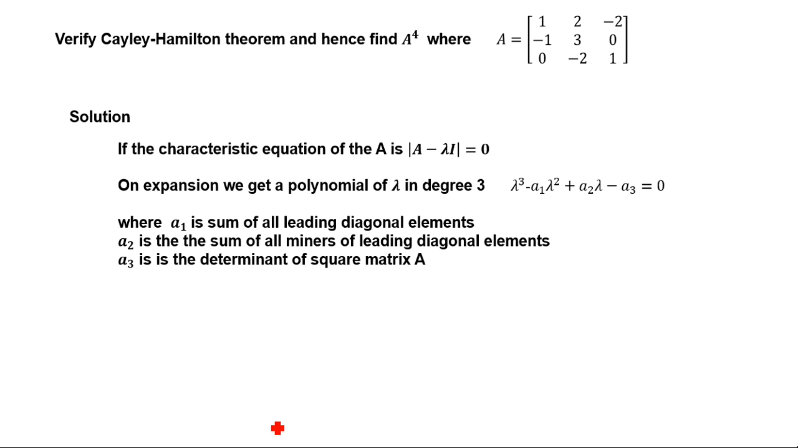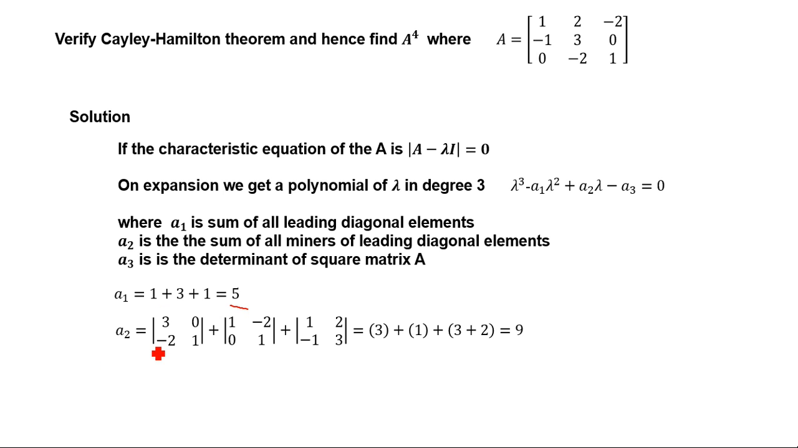What is A1 here? Sum of all the leading diagonal elements. A2 is the sum of minors of leading diagonal elements. A3 is the determinant of the square matrix A. So when you are finding A1, see what the diagonal elements are? 1 3 1. Add this, 5. A2. A2 is the sum of minors of diagonal elements. So what is the first diagonal element here? 1.